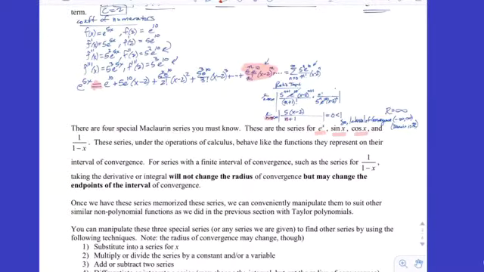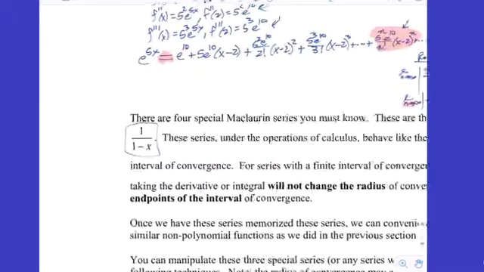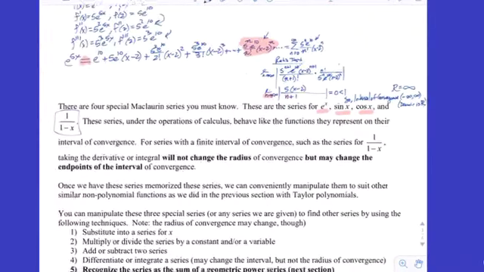And then there's one more. Yes, 1 over 1 minus x. Thank you. I was going to hold off on that one because it has its own special section in the next section. We're going to deal with 1 over 1 minus x exclusively in the next section. But in this section, we're going to deal with e, sine, and cosine.